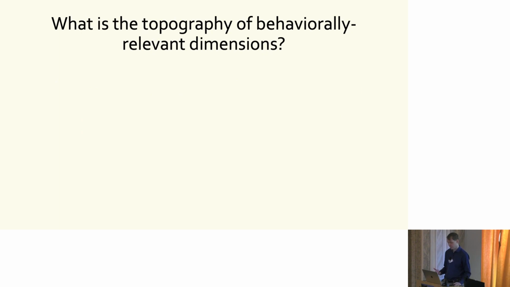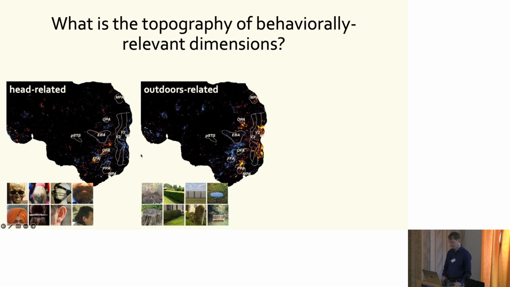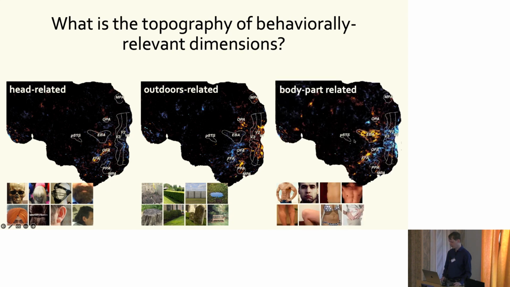What is the topography of these dimensions? What you can do is look at the individual dimensions and see what their beta weights are, and you can take the example of this head-related dimension. What you find is, as probably expected, it's more closely related to face-selective regions like FFA and OFA. You might have an outdoors-related dimension, which is now really activating the scene-related regions. And we have a body part related dimension that is really activating the body part selective cortex like EBA and FBA. So what this tells us is it's reflecting the known response properties.